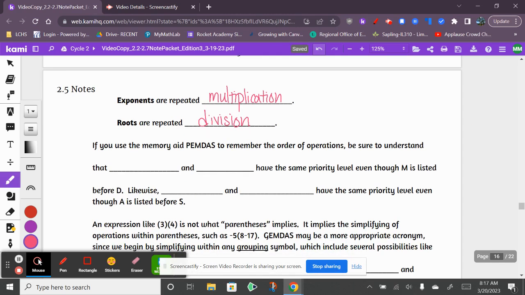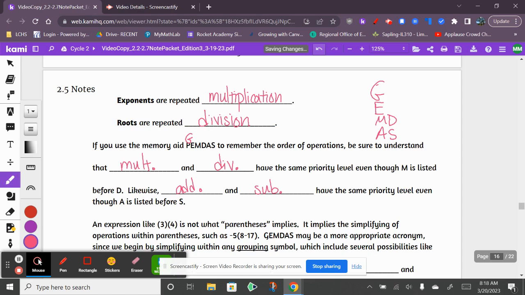If you use the memory aid PEMDAS or GEMDAS to remember the order of operations, be sure to understand that multiplication and division have the same priority level even though M is listed before D. Likewise, addition and subtraction have the same priority level even though A is listed before S. And that's why I have us write it this way.